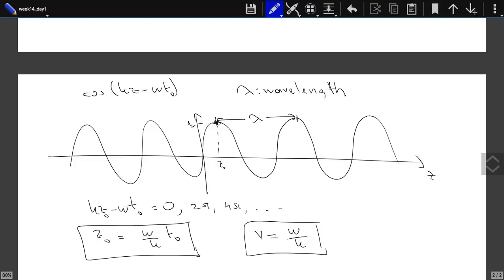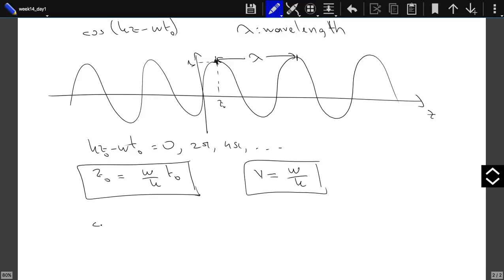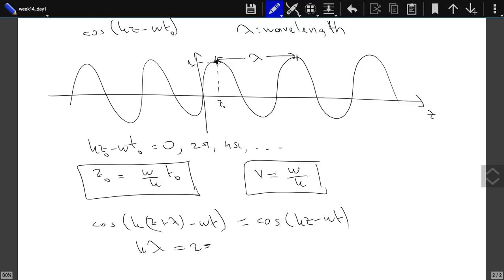Now, the cosine function repeats itself if you change its argument by 2 pi. So cosine k(z + lambda) - omega t should be equal to cosine kz - omega t. This is basically the statement that if you shift z by lambda, the shape doesn't change. But the cosine function repeats itself if the argument changes by 2 pi. So k times lambda should be equal to 2 pi, or k is equal to 2 pi over lambda. This is called the wave vector.